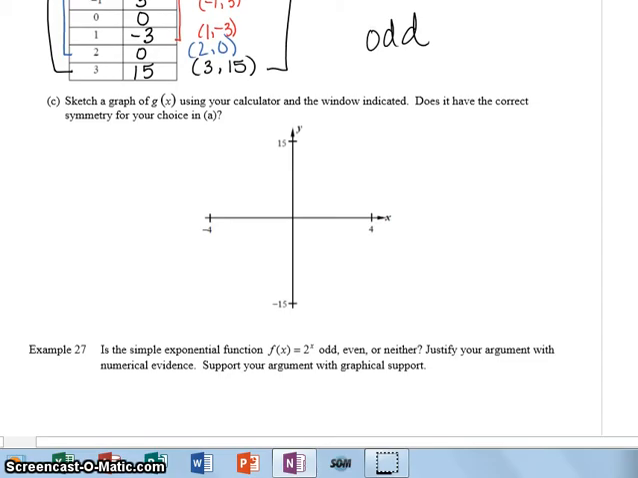Part C, sketch a graph of g of x using your calculator and the window indicated. Does it have the correct symmetry for what you were thinking? All right, so now I just kind of graph this thing. So these are going by 1. So here's 2. This would be 1. This would be 3. Here's -2, -3, -1. And then remember, this is a little bit harder here. So if I third this is -5. This is -10. Here's my +5. Here's my +10.